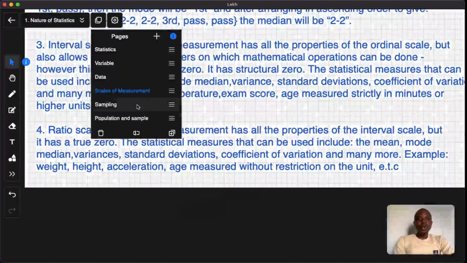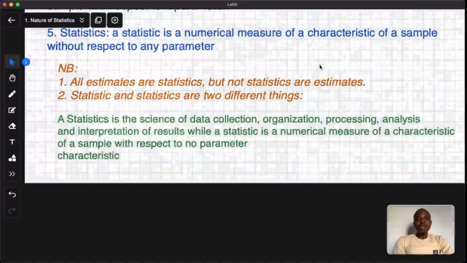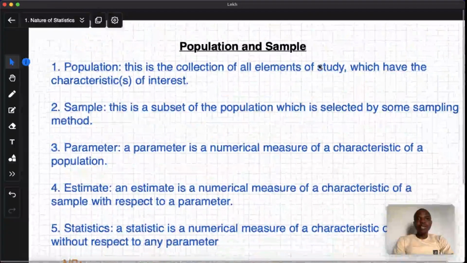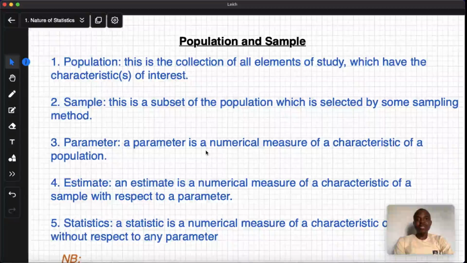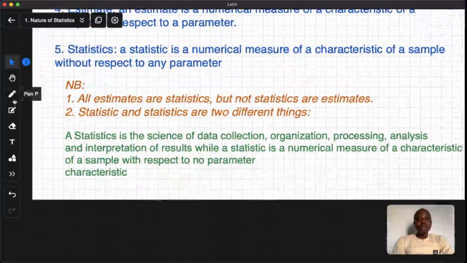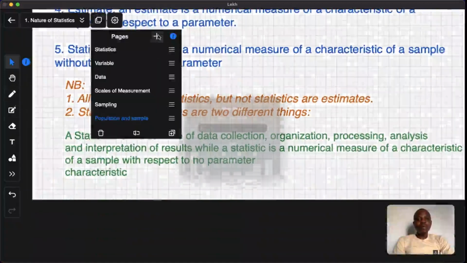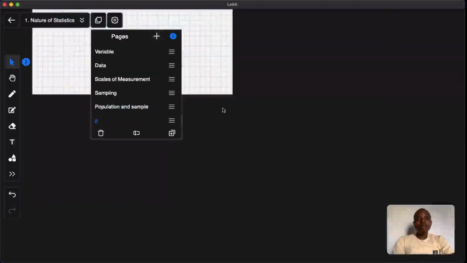Now we go to sampling. But before we do the sampling, let's look at two things: population and sample. Population is the collection of all elements of study which have the characteristic or characteristics of interest. I want you to be aware that what we refer to as an element can be called a number of names.